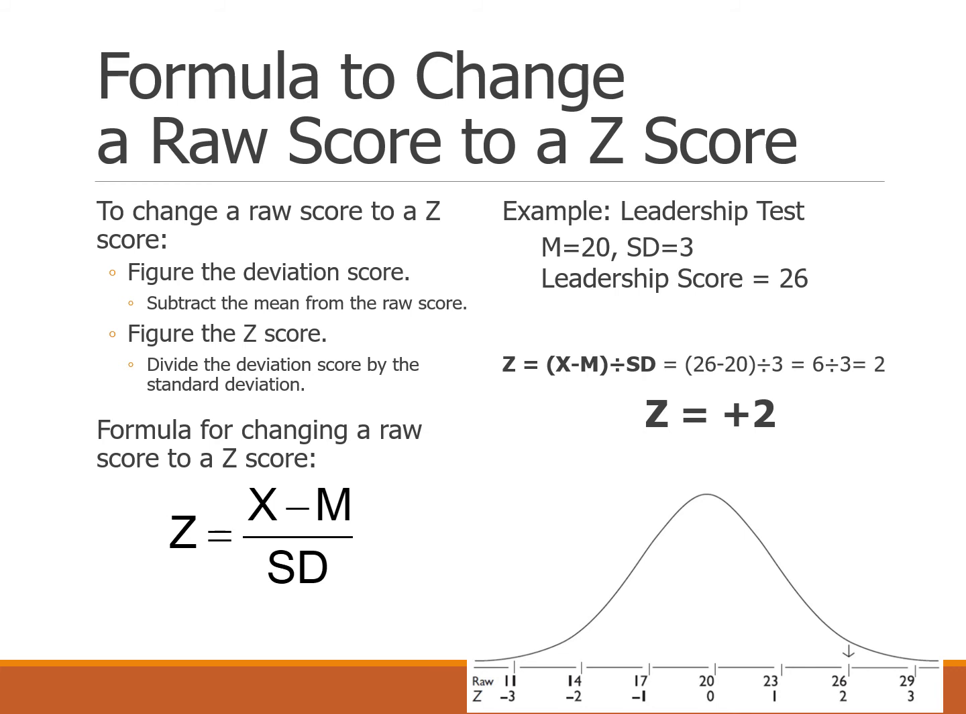Okay, so where would your score be? You're right here. You are 2 standard deviations above normal. That's a pretty good leadership score.